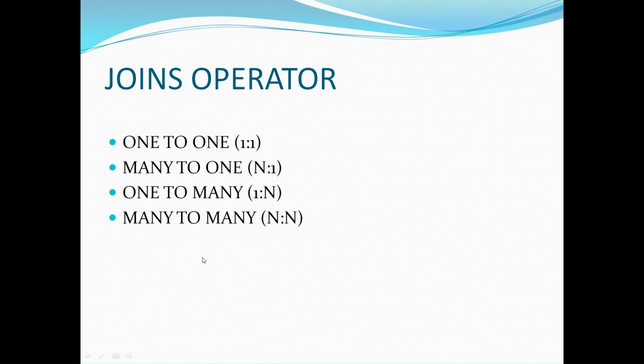Now what are the join operators, which I said are 1 to 1, or n to 1? When we join one table to one other table, it is 1 to 1. When we join many tables to one table, it is n to 1. When we join one table to many, it is 1 to n. And when we join many to many, it is n to n.